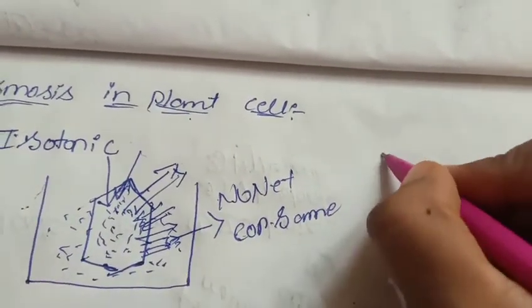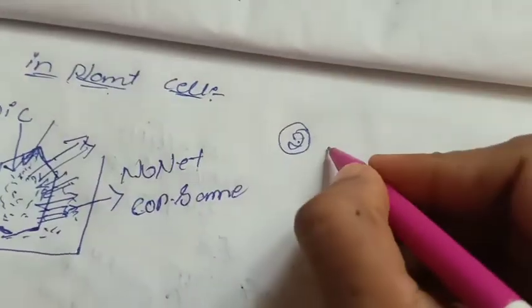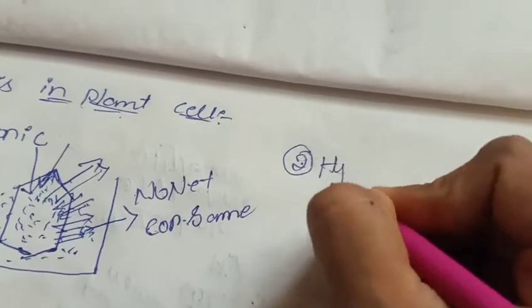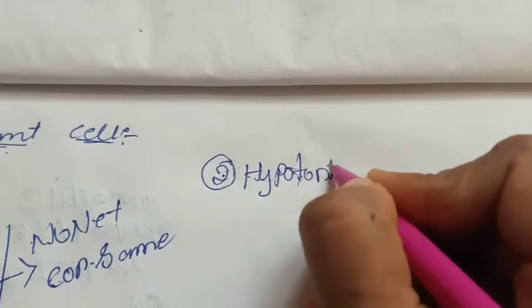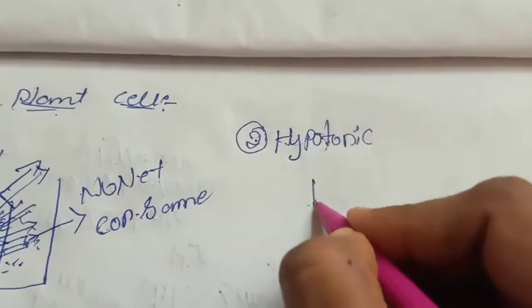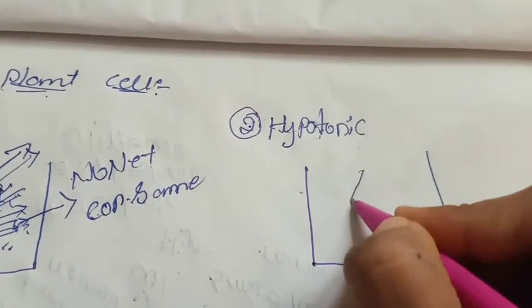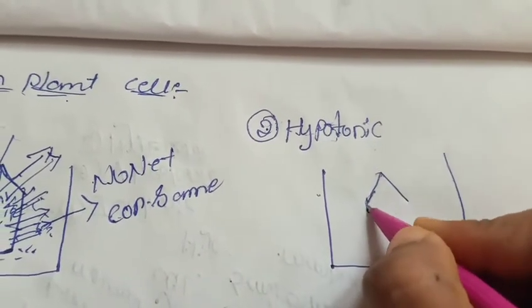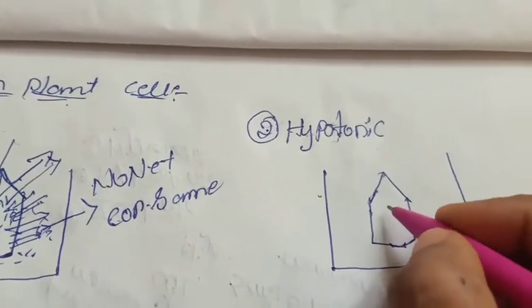And the second one is hypotonic. Listen carefully. The hypotonic, this is a plant cell. As we discussed above, it is the same, but there is a small difference here.